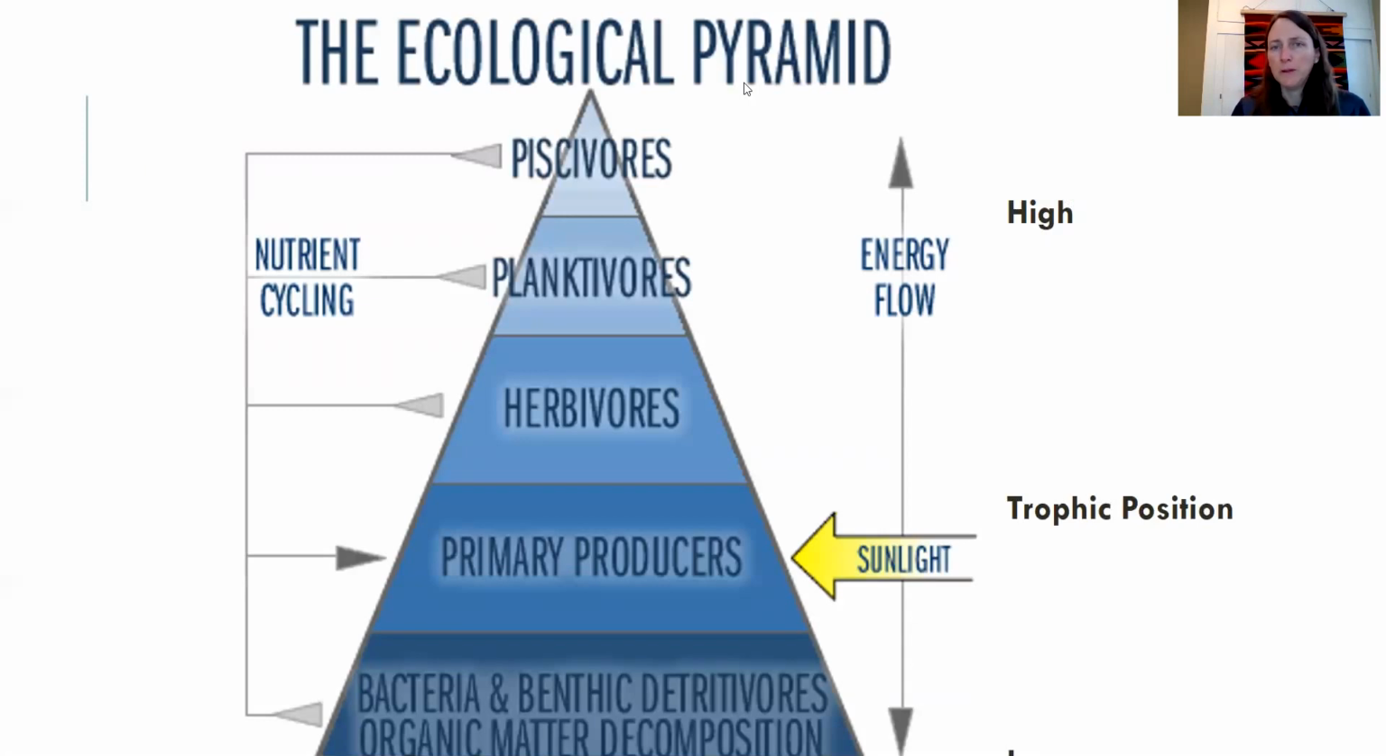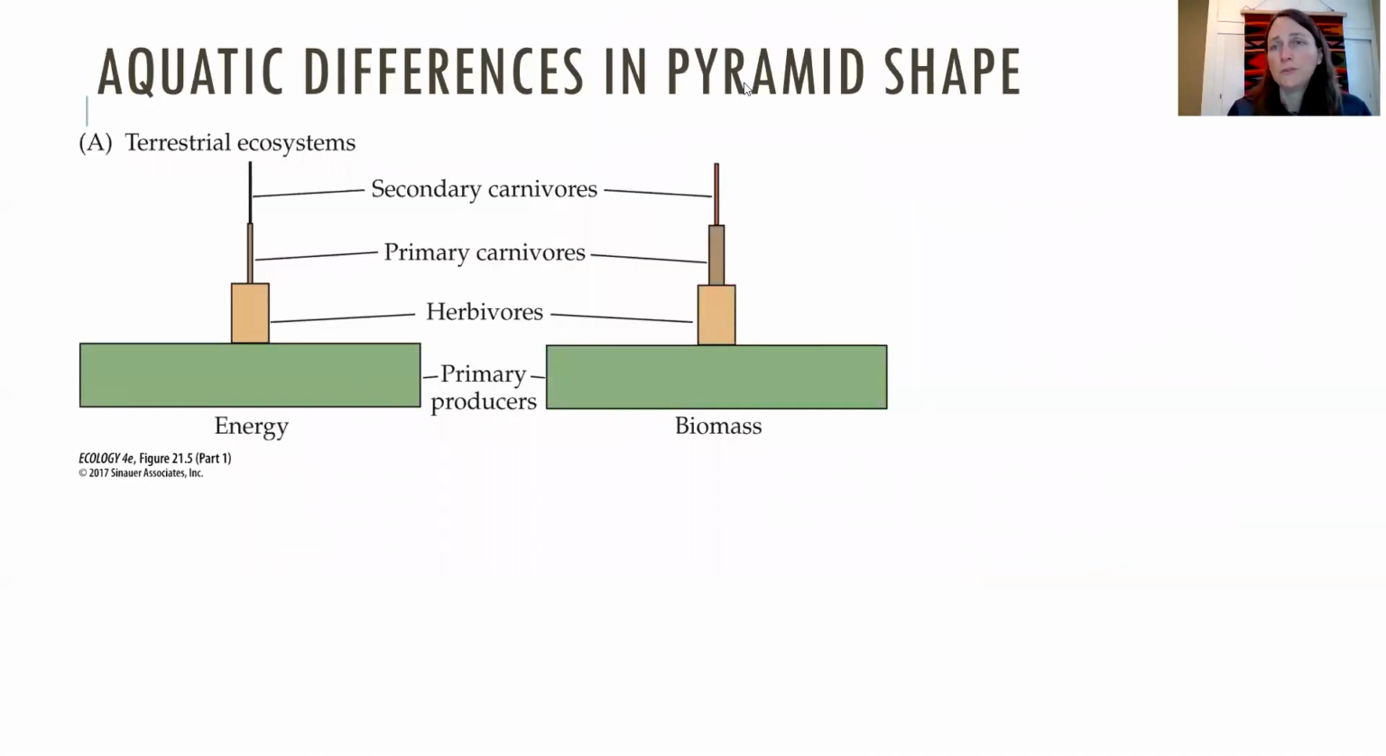So here's an ecological pyramid. Shows you we have a lot of primary producers. In general, sunlight coming in, we have herbivores, planktivores, piscivores, and then at the very bottom, we have bacteria and benthic detritivores and organic matter decomposition. This is kind of a typical ecological pyramid with the trophic levels going from low to high at the bottom. Now, this is true for terrestrial ecosystems. We have both more energy captured, and then more biomass for primary producers, and only about 10% of that energy and biomass moves up into higher trophic levels at each level.